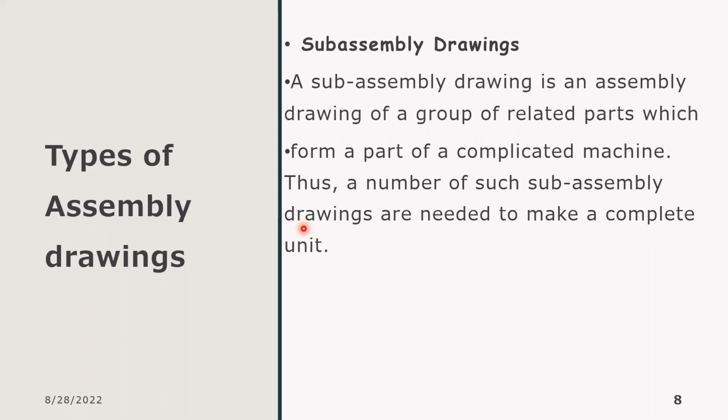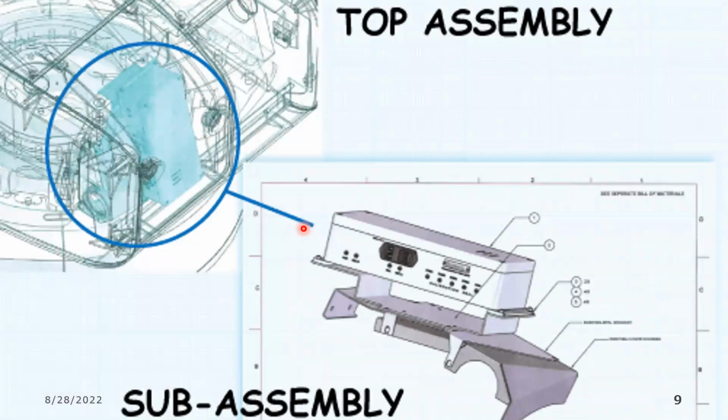Okay, then we have sub-assembly drawings. It's actually another assembly which belongs to a bigger assembly, and you normally apply sub-assemblies in drawings which are much more complicated. Okay, so as we can see here, this part of the drawing with a magnifying glass around it is a smaller part of the bigger drawing. So what we have here in blue is actually a sub-assembly of the bigger part.